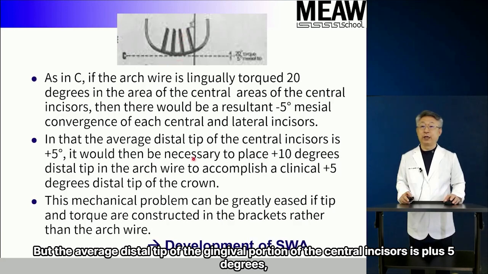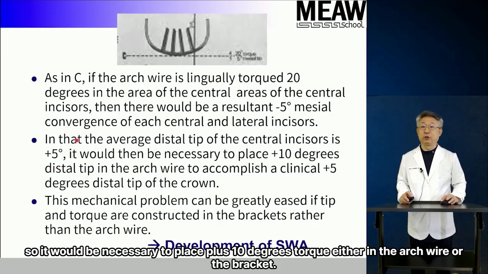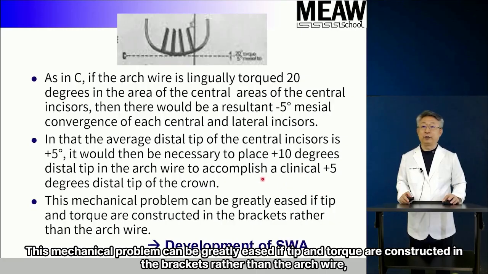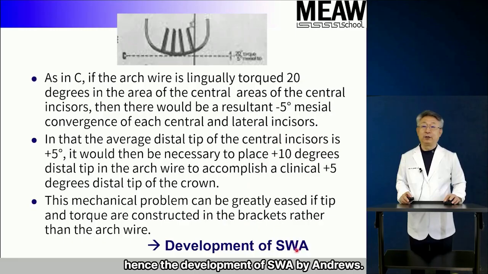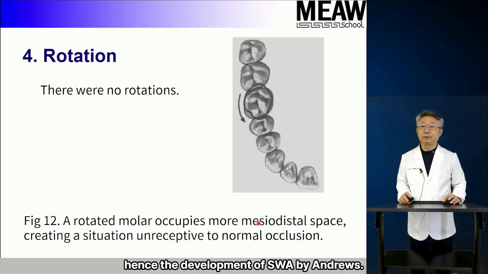But the average distal tip of the gingival portion of the central incisors is plus 5 degrees. So it would be necessary to place plus 10 degrees torque either in the archwire or the bracket. This mechanical problem can be greatly eased if tip and torque are constructed in the brackets rather than the archwire. Hence the development of SWA by Andrews.